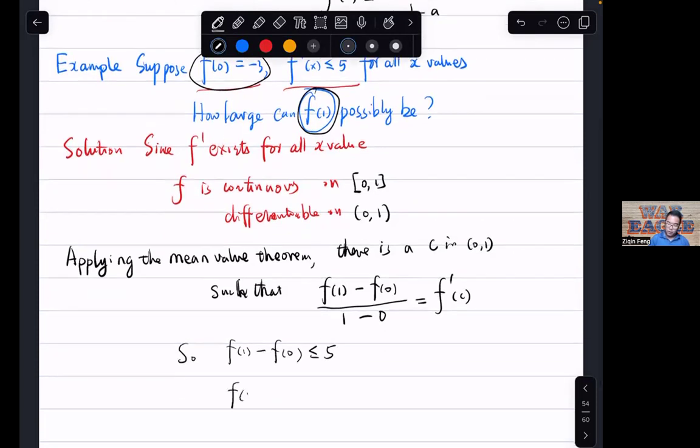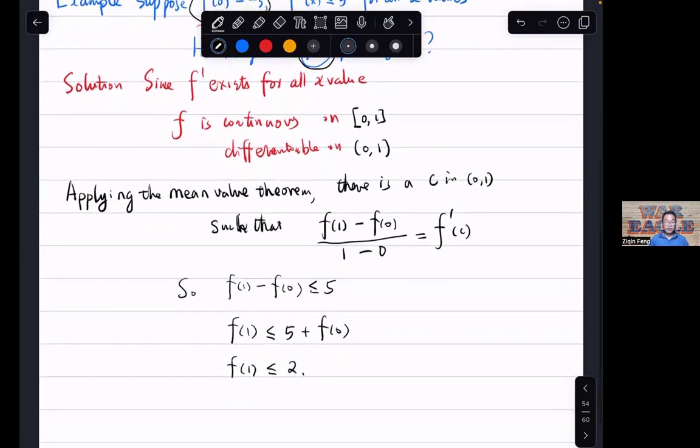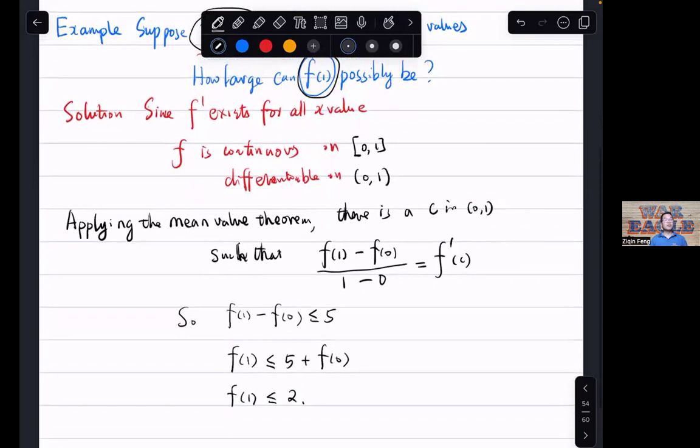So f of 1 should be less than or equal to 5 plus f of 0. We do know f of 0 is negative 3. So f of 1 is less than or equal to 2. That's our final answer for this problem. So the largest possible value for f of 1 is 2. That's an application of the mean value theorem.